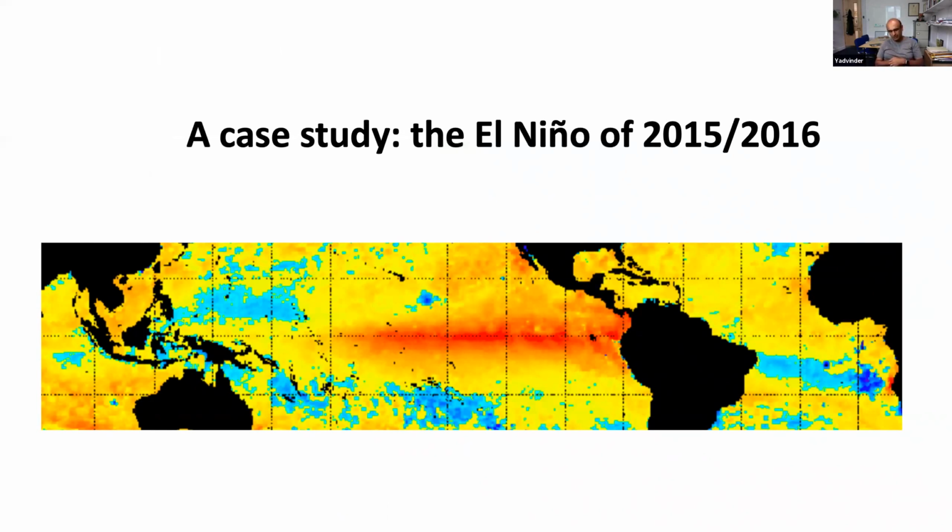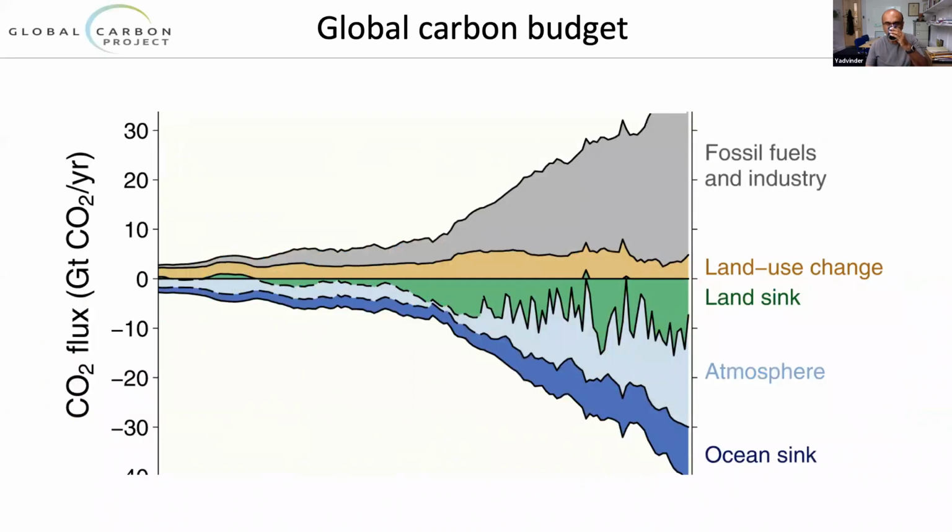So for the next part of my talk now, I'm going to focus on one particular case study to give you an example of how we can use this energetic carbon flow data to look at the questions related to planetary boundaries in Earth system science. And I'm going to focus on the El Niño of 2015 and 2016.